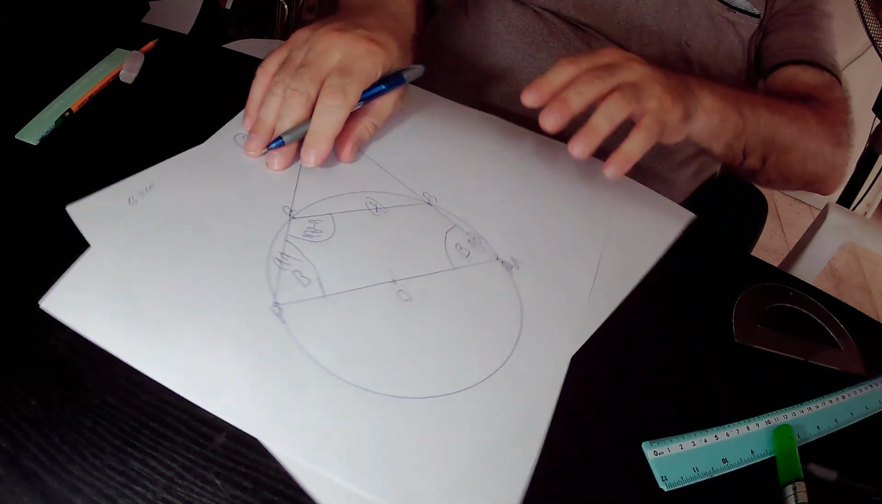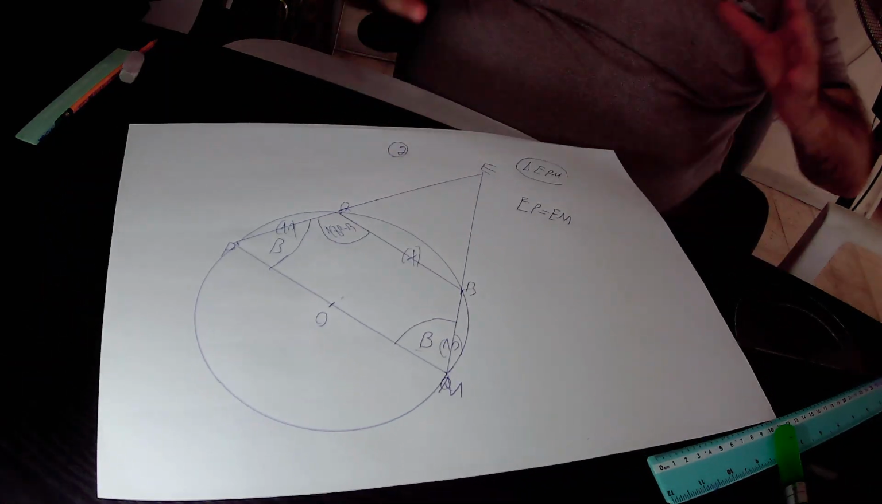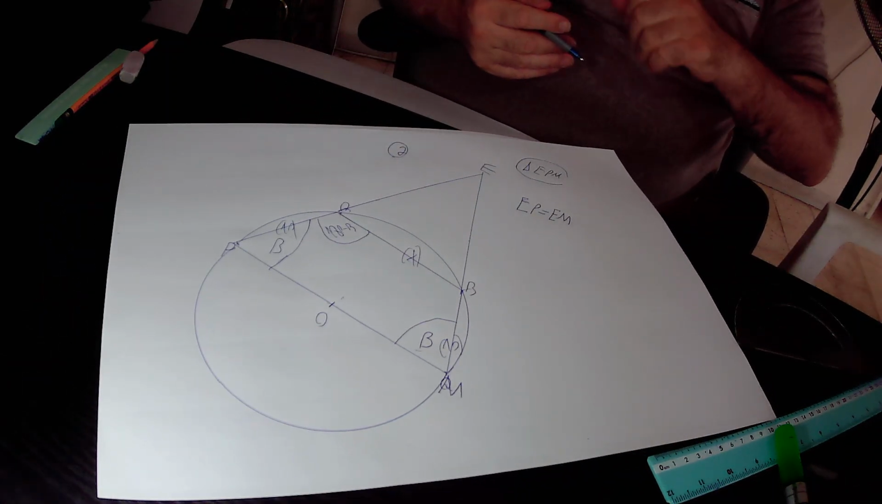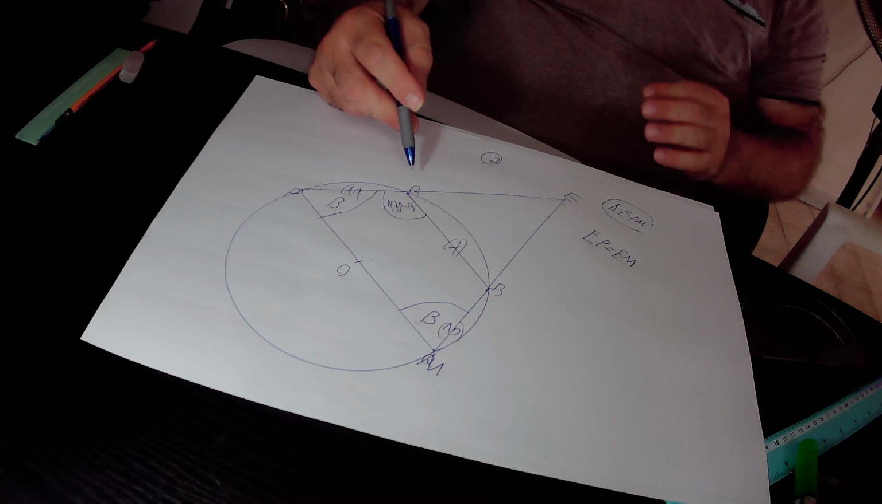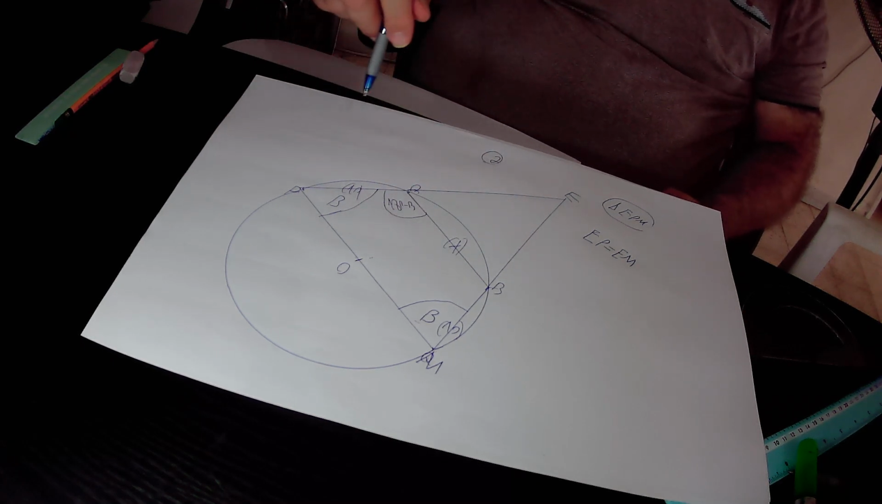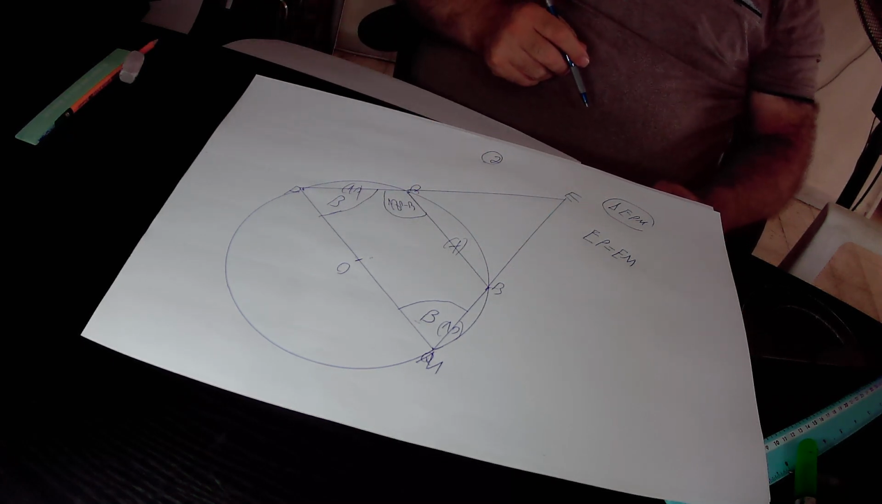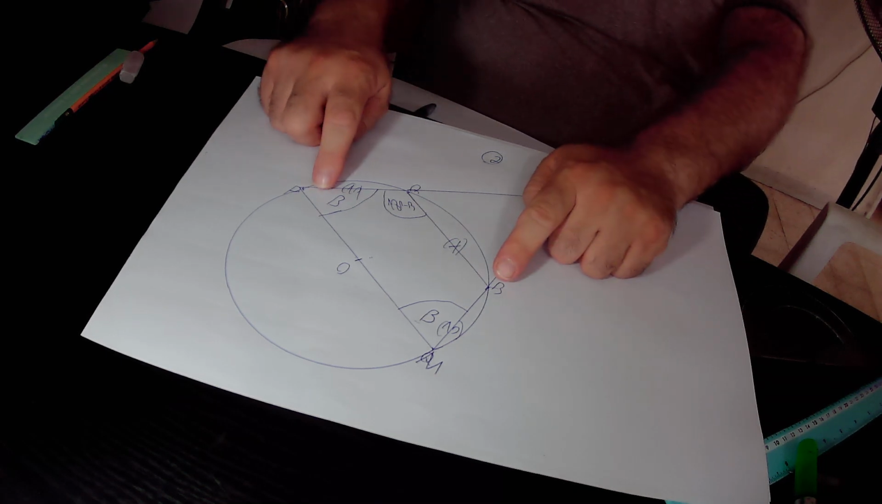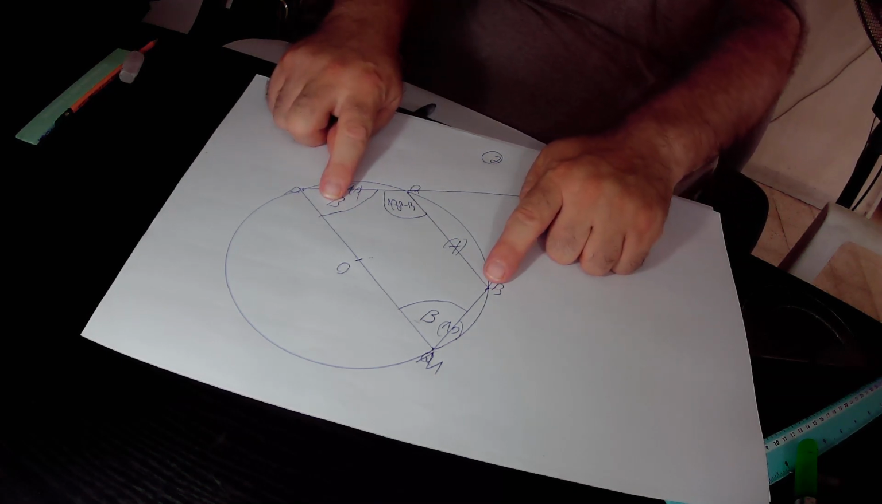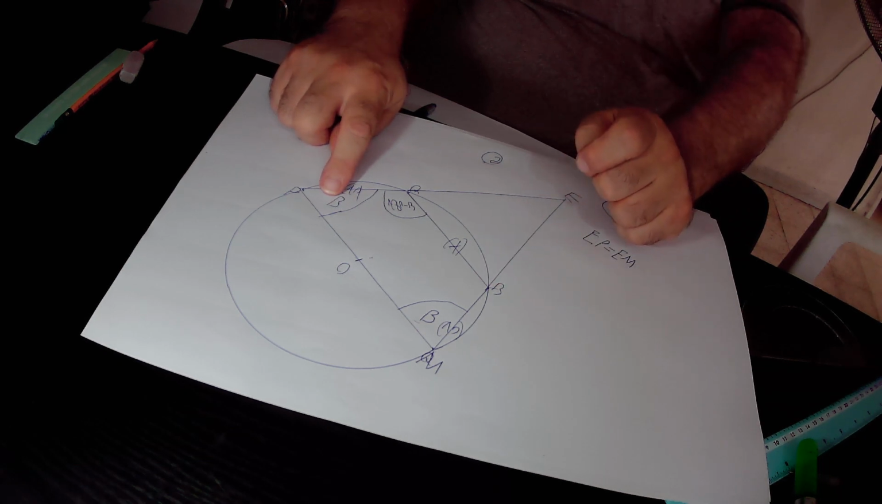Why? Because 180 degrees minus beta plus beta is 180 degrees. That is the sum of the opposite angles in this quadrilateral QBMP that is inscribed by this circle. Likewise, the sum of those two opposite angles must also be equal to 180 degrees according to rule 16. But this angle equals beta.